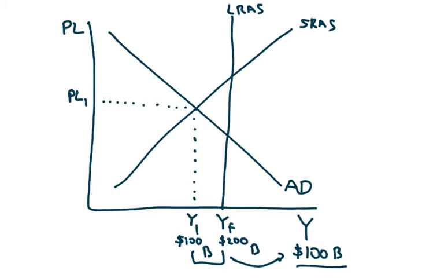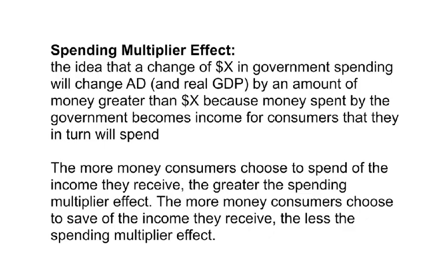You might think, oh, it's $100 billion. The gap's $100 billion. The government should spend $100 billion. But the answer actually might be a lot less than $100 billion. Why is that? Well, it has to do with this idea of the spending multiplier effect.